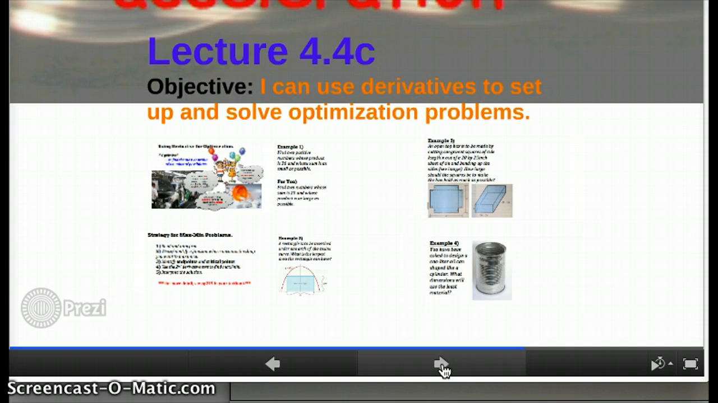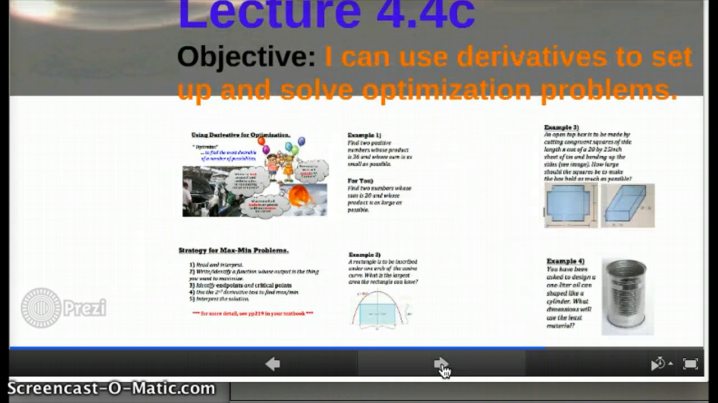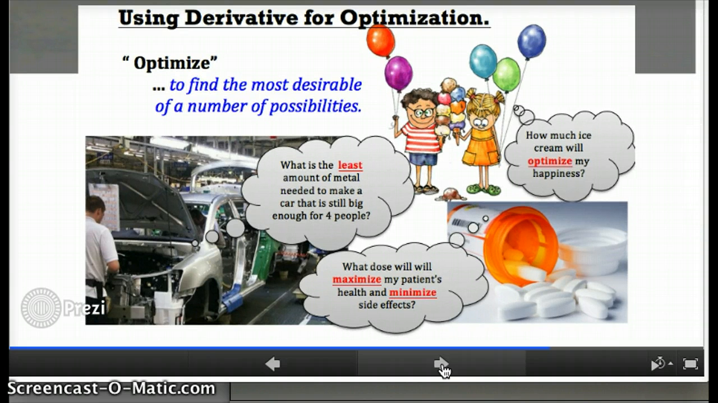setup and then the understanding of the theory behind it. In the next two videos, we've got a lot more practice actually solving these problems. Let's start with understanding what optimization means. The word to optimize in the English language means to find the most desirable of a number of possibilities.